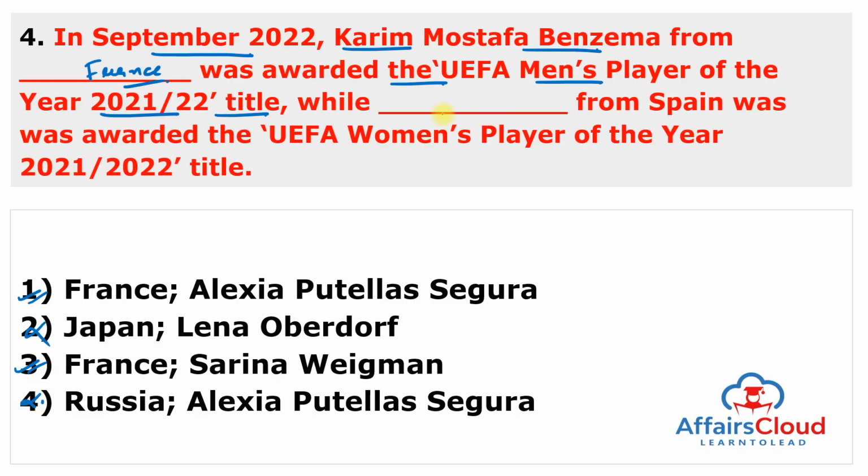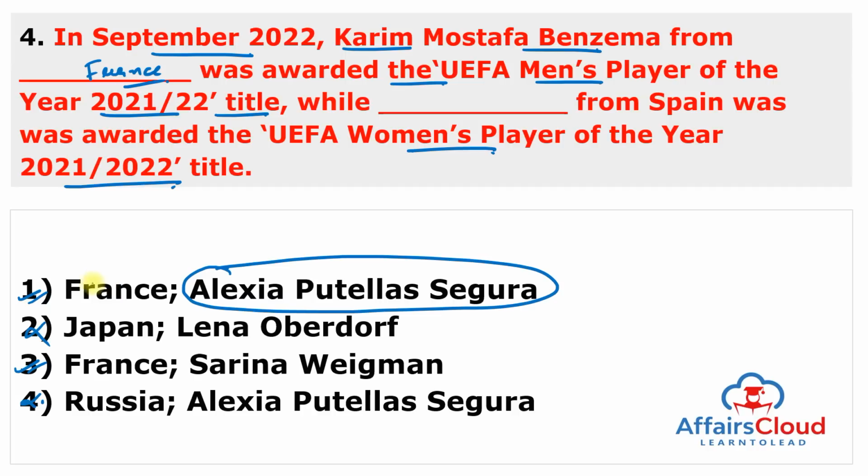And second line is, while Dash from Spain was awarded as the Women Player of the Year, especially for 2021-22 title. And name of this player is Alexia Putellas Segura. So answer of this question is 1. Third is wrong. First is right statement. So two things are takeaway points. One is Men's Player of the Year. Second is Women Player of the Year by the Union of European Football Association or UEFA. Men's player is Kareem Mustafa and women player is Alexia Putellas.